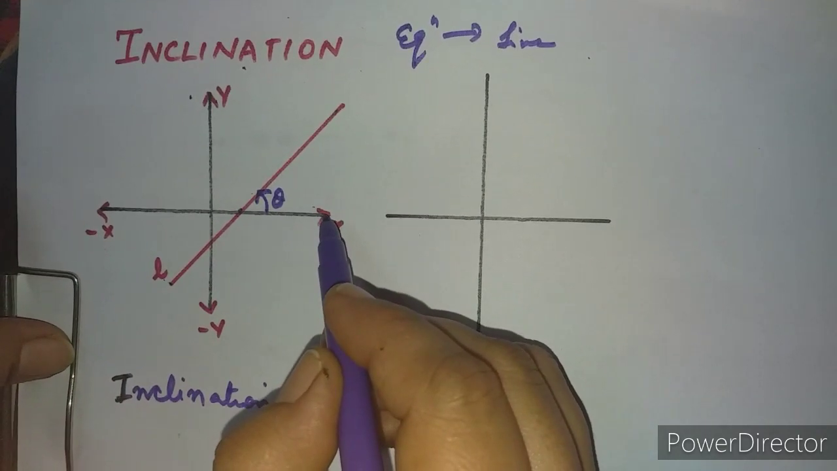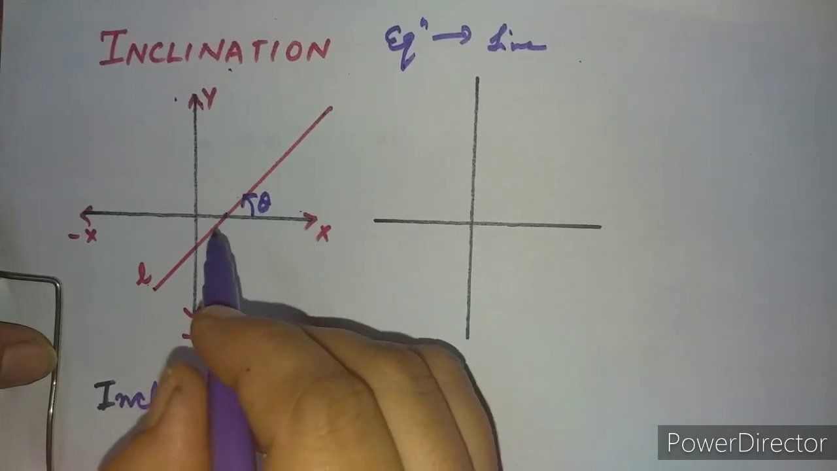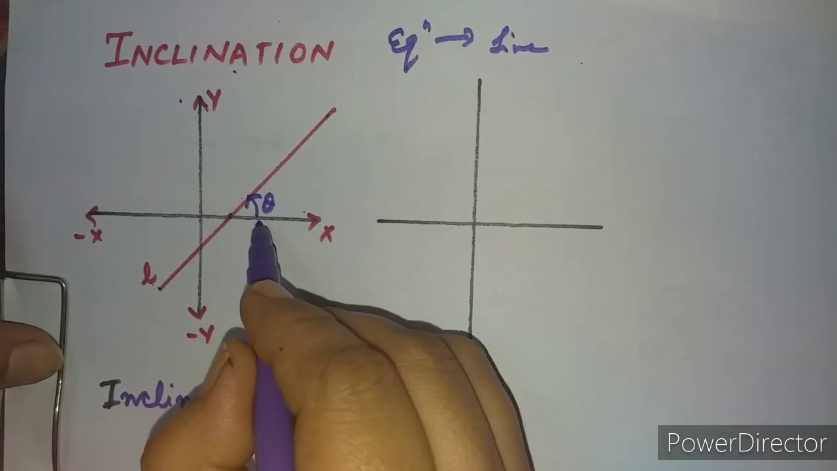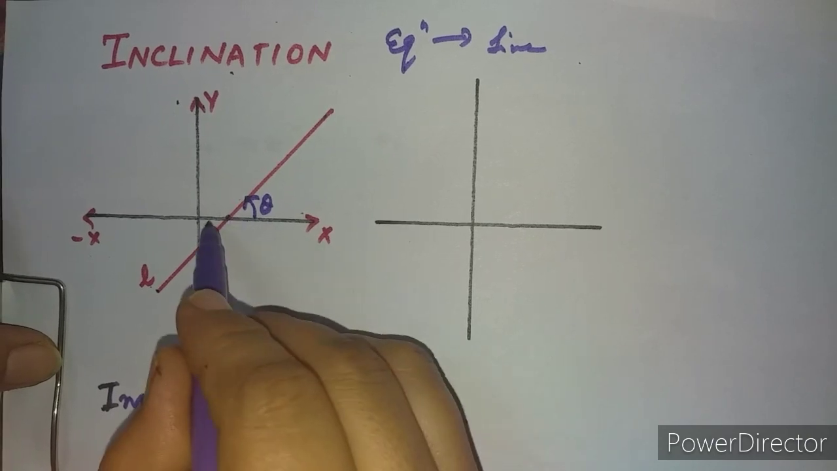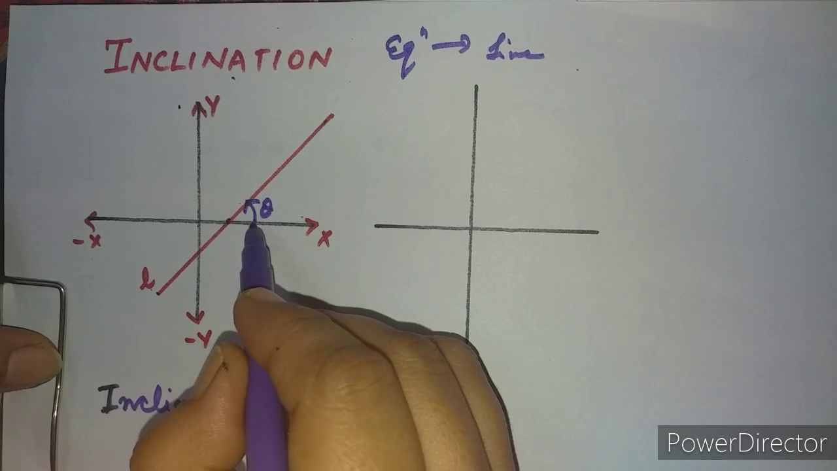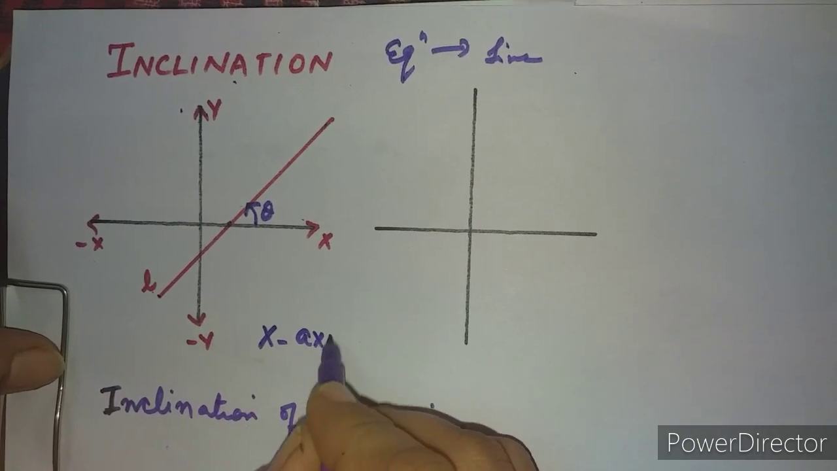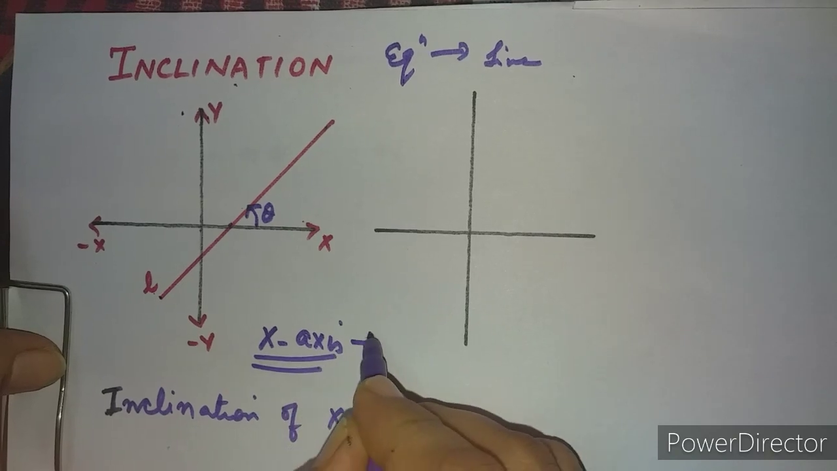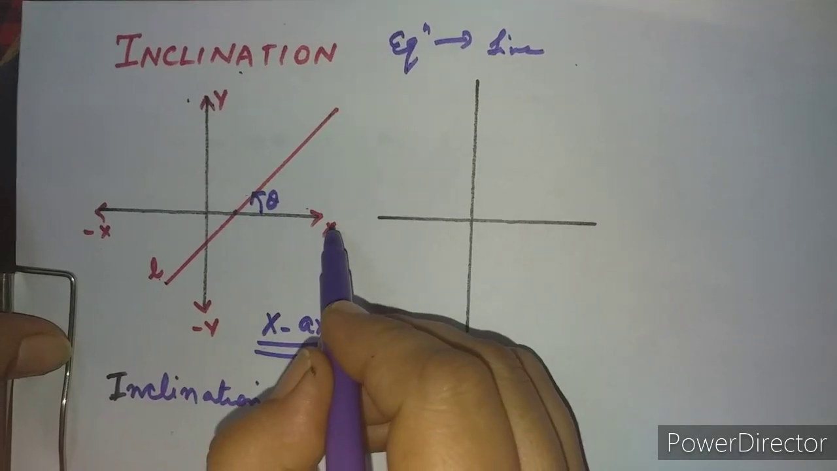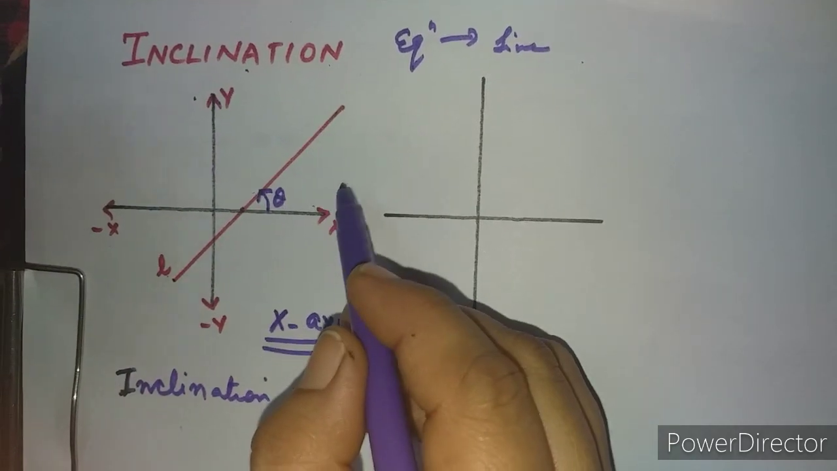So what is the definition? The definition of inclination says: inclination of a line is the angle theta which the part of the line above the x-axis makes with the x-axis. The angle you have to see should always be with the x-axis only, and that angle will be called the inclination. Remember, inclination is always an angle.